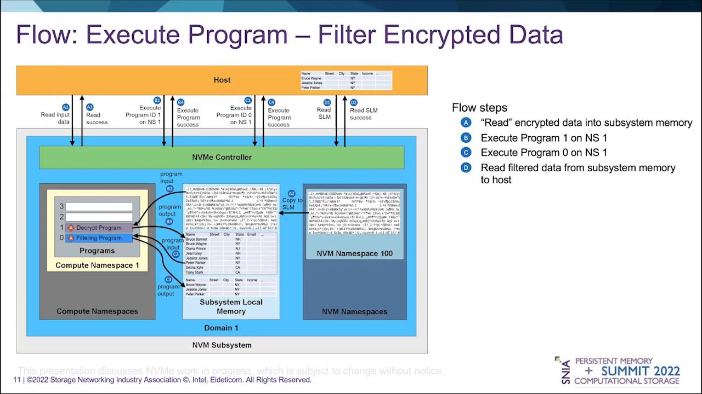And now what we can do is execute our filtering program on that decrypted data, which is now in plain text, get our filtered results, and in this case, perform the same last command as we did in the previous example and copy that data back to the host. So again, this allows us to do multiple steps via host control. But think of the host as the conductor of the orchestra. The work is actually being done on the NVM subsystem behind the NVMe controller. So Kim, if we could go to the next slide.